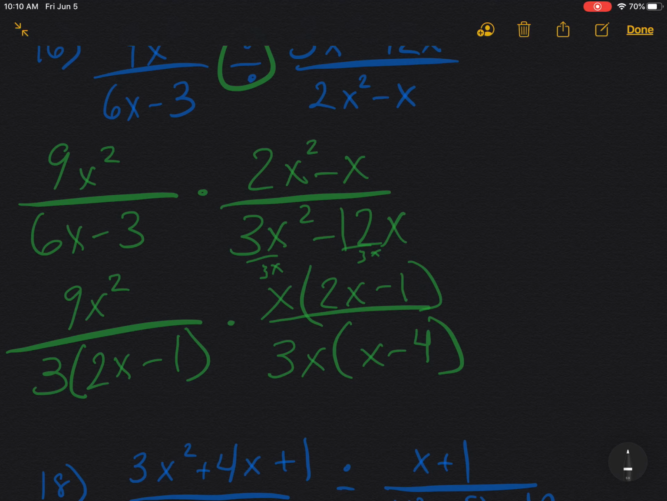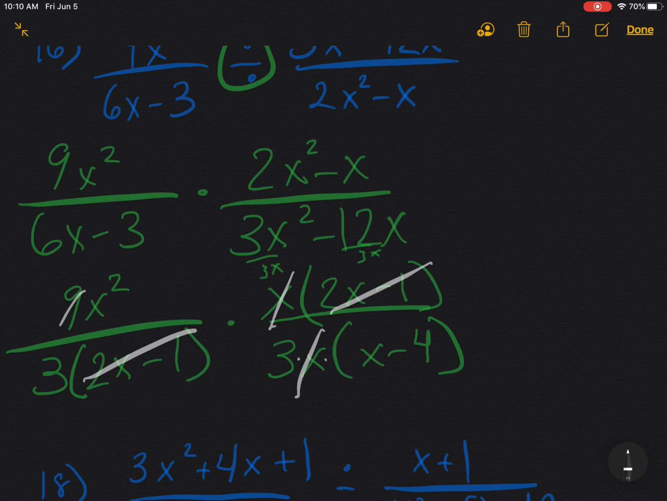Okay, here, so I see 2x minus 1 is gone. All right, this x is gone. And you might be wondering, wait, why are you allowed to do that? Because it's in multiplication form. So you're allowed to cross those out because there's no addition or subtraction right here. So you can do that.